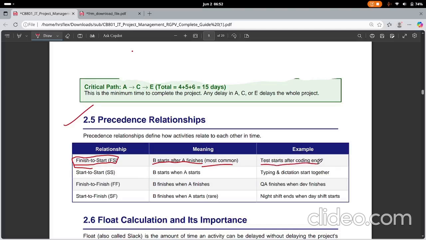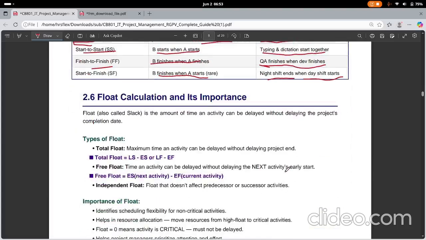Test starts after coding ends. Start to start: B starts when A starts. Typing and dictation start together. Finish to finish: B finishes when A finishes. QA, quality analysis, finishes when development finishes. Start to finish: B finishes when A starts. So night shift ends when day shift starts. So these are the precedence relationship terms or activities that we use in general project management.